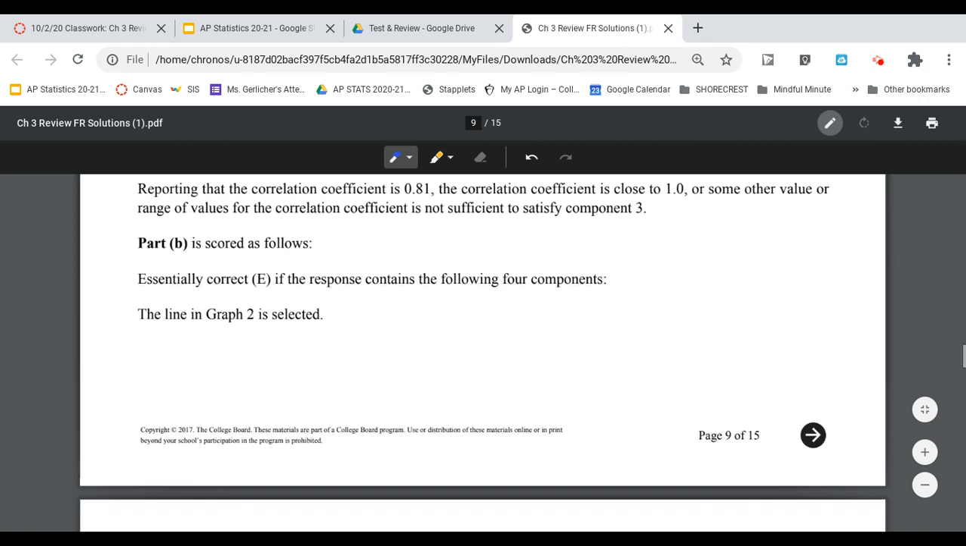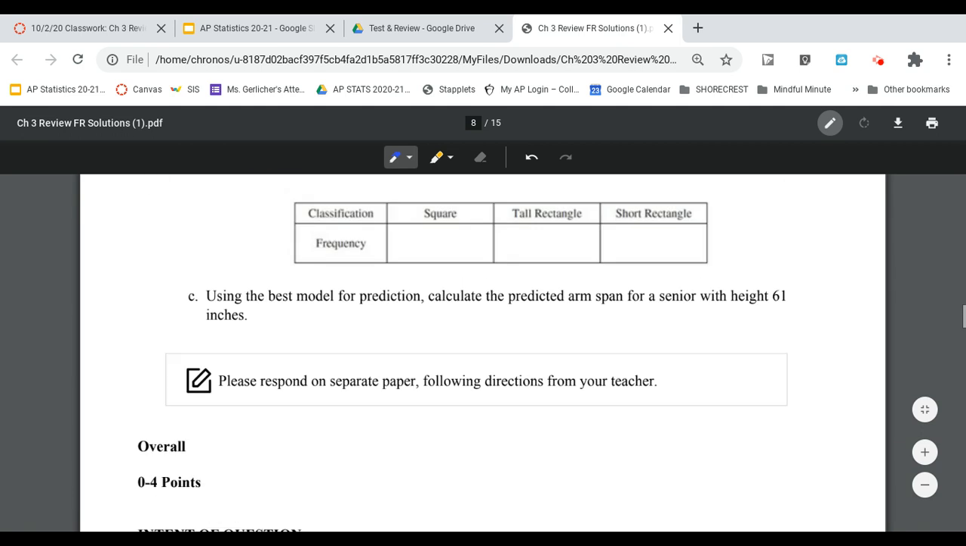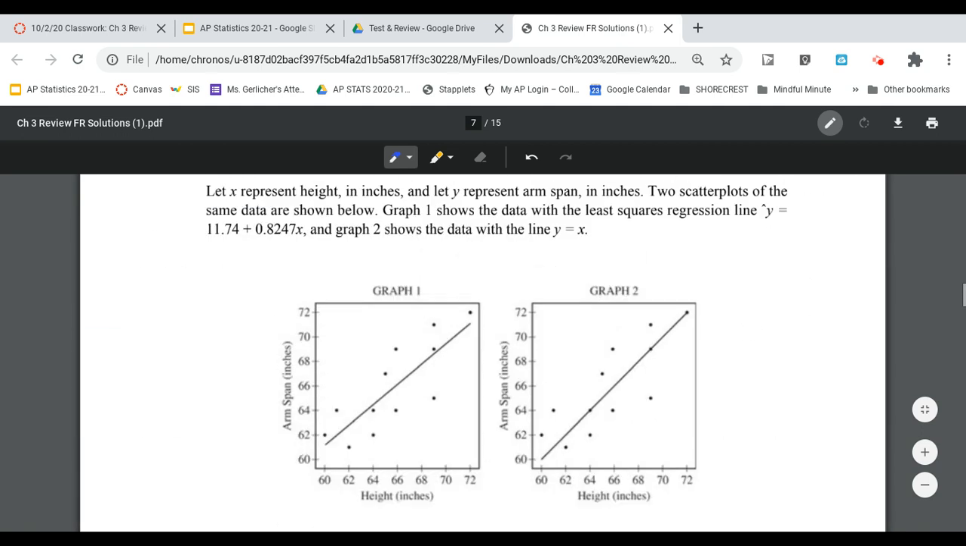Part B, they want the line in graph 2. I'm going to scroll back up and talk about why first, informally, and then we'll talk about how they would have graded it. Here is your least squares regression line on graph 1. And graph 2 has the line y equals x. Thinking back to algebra, that's the line y equals 1x plus 0. It goes through 0, 0 with a slope of 1, up 1 over 1. So it's a perfectly diagonal line if your x and y scales are the same.